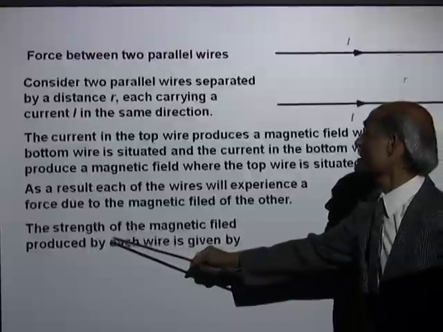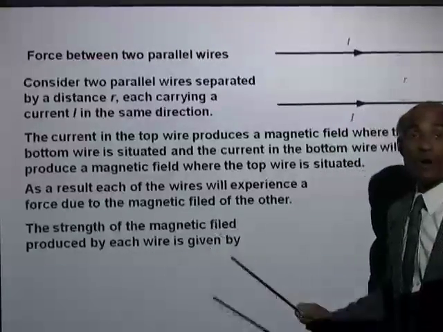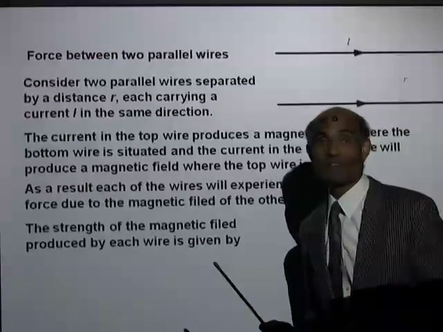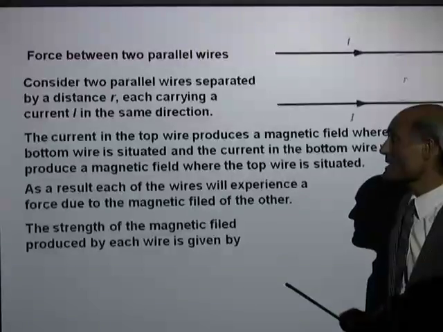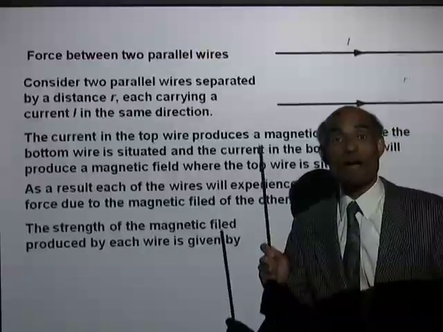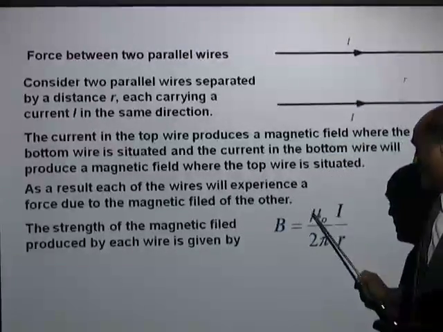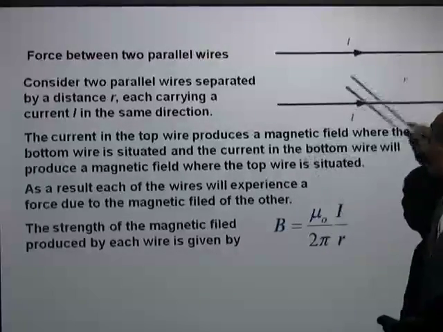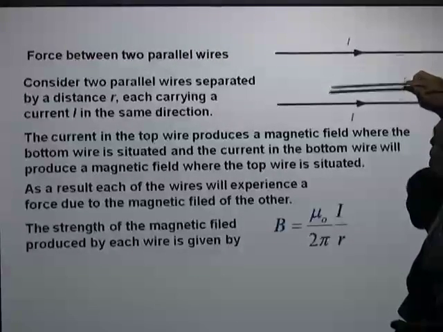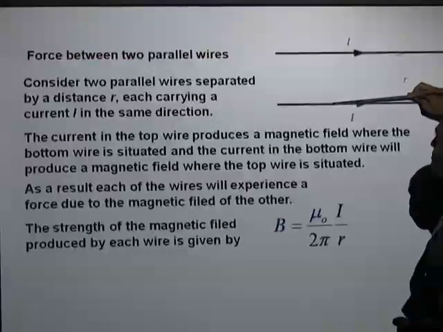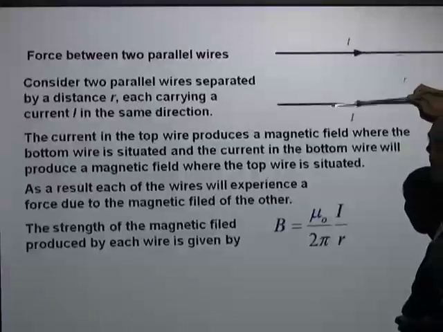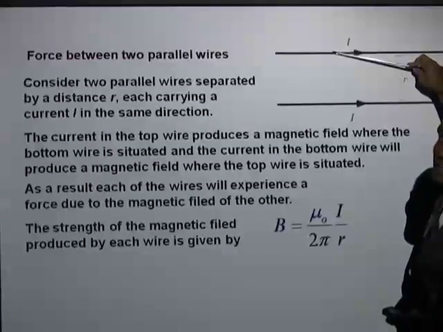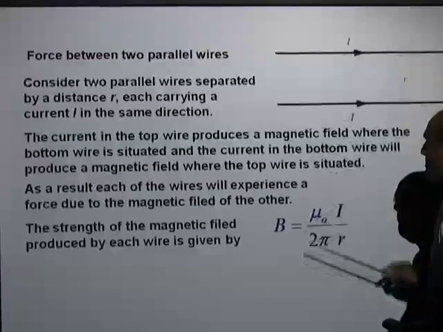The strength of the magnetic field produced by each wire is given by, now, you remember that equation? What's the equation for the strength of the magnetic field produced by a wire that carries a current I? It is mu0 over 2 pi times I over R. So this wire will produce a field mu0 over 2 pi times I over R here, and this wire will produce the same field where the other wire is.